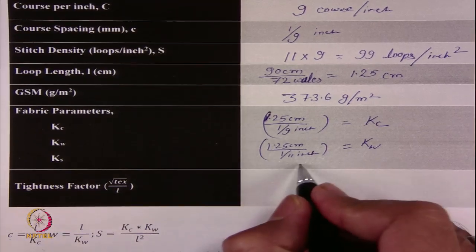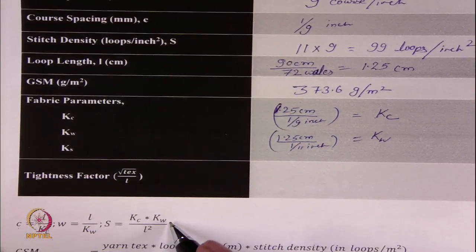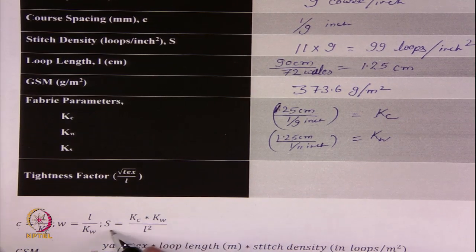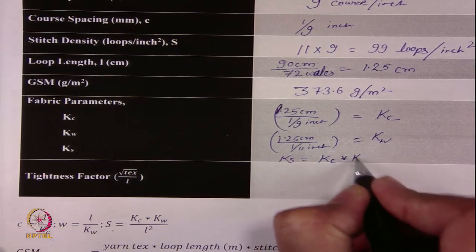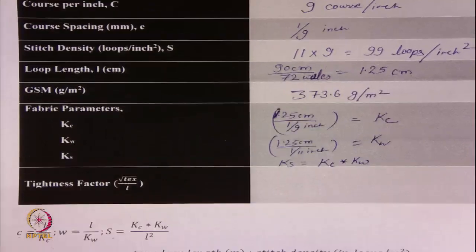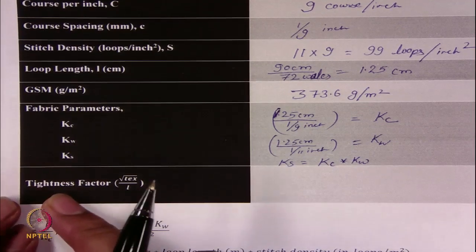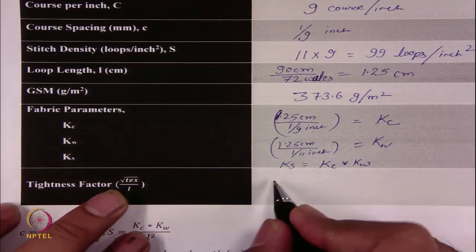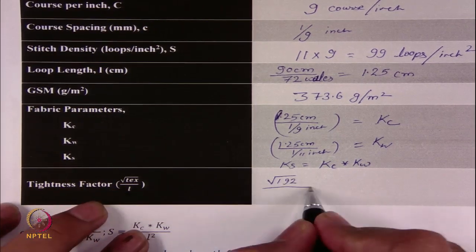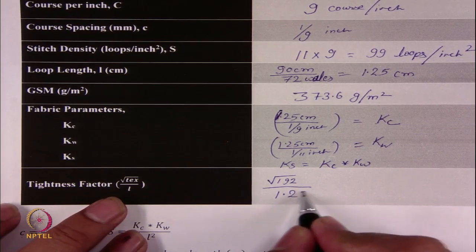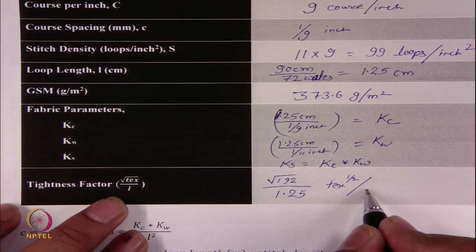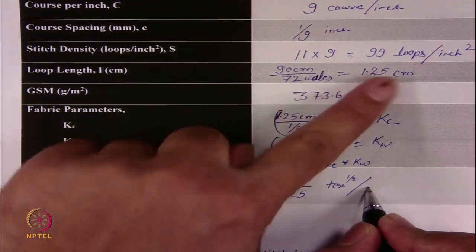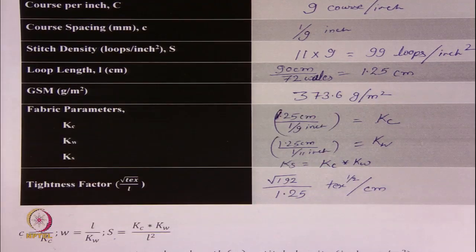Ks is also... Ks is nothing but Kc into Kw, the stitch length density. You can simply multiply these two and you will get it. Tightness factor: you have the square root of tex, which is 192, and loop length is 1.25, and the unit will be tex to the power half divided by centimeter. So, this is how tightness factor is denoted.